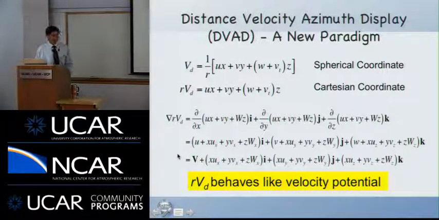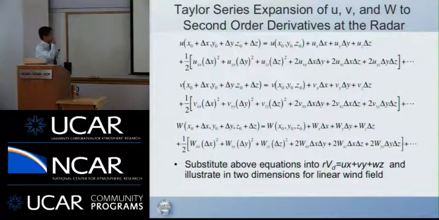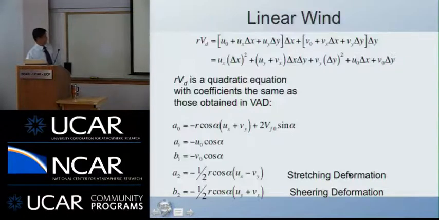This is how you can obtain the vertical wind profile without any assumption. So, if we expand the polynomial into higher order terms and substitute this equation into this form, I only illustrate the result in 2 dimensions for a linear wind field. This is what we have.